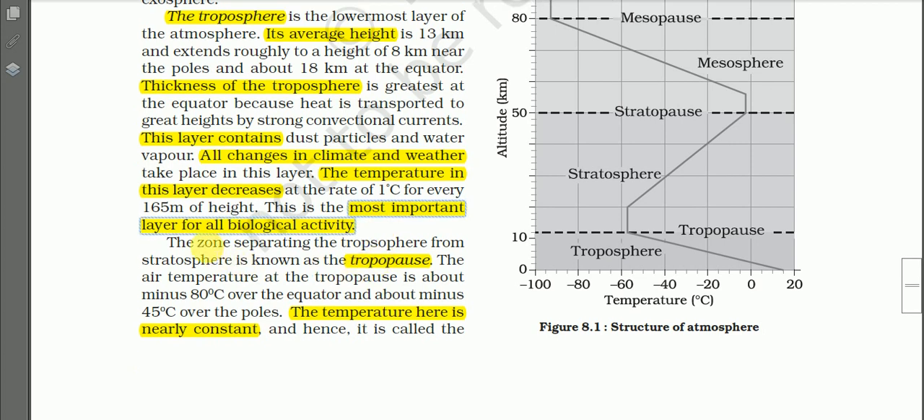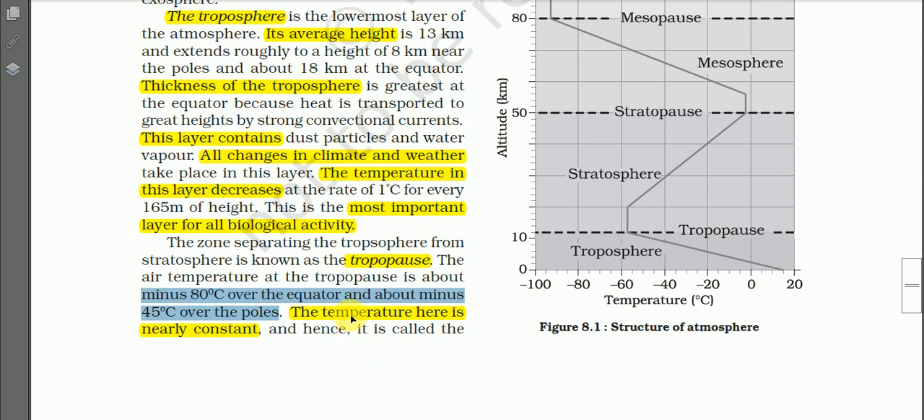And the zone separating the troposphere from the stratosphere is known as the Tropopause, as you may be seeing here. Here we have the stratosphere and here we have the troposphere, and this zone separating the stratosphere and troposphere is known as the Tropopause. The temperature at the Tropopause is about minus 80 degrees Celsius over the equator and about minus 45 degrees Celsius over the poles.